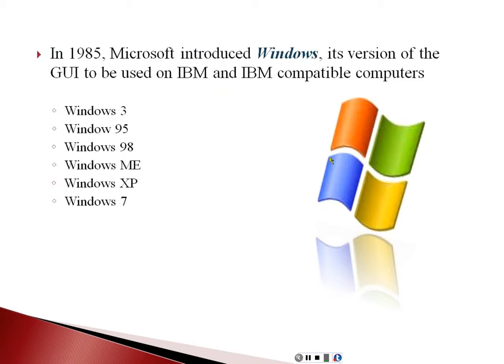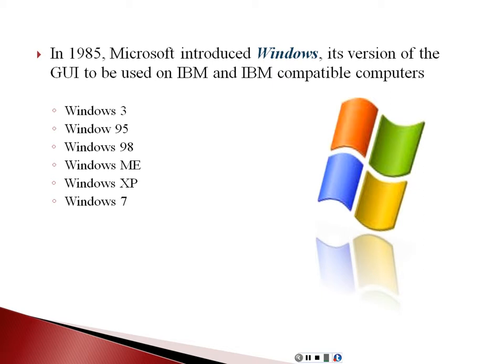Now, we said back in 83 is when Apple first came out with a graphical user interface. But in 85, Microsoft introduced Windows, its version of the graphical user interface. And it was to be used on the IBM machines, because the Apple operating system, the graphical user interface for the Macs, is the only machine it'll work on. It's on a Mac computer. Whereas with the IBM computers, Windows works on the IBM and IBM compatible machines.